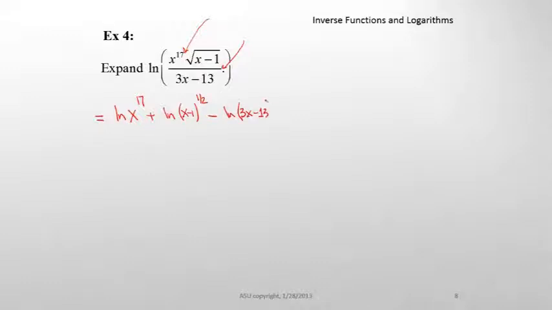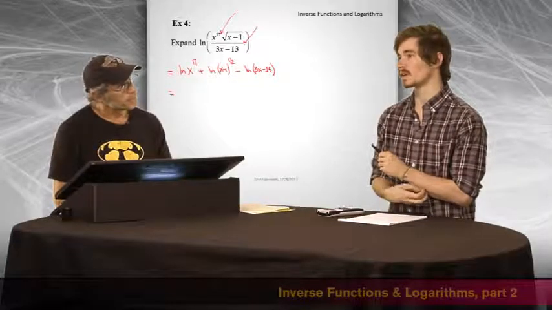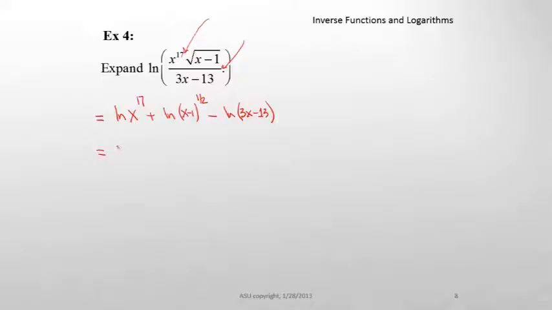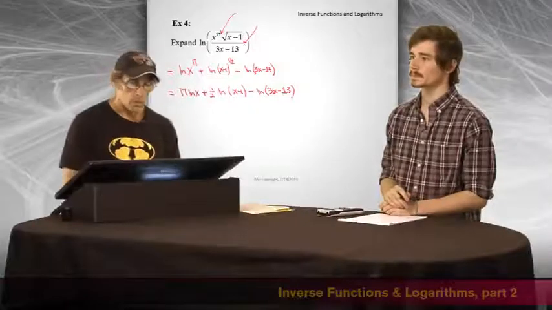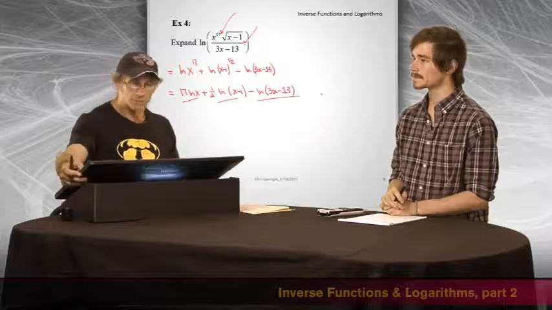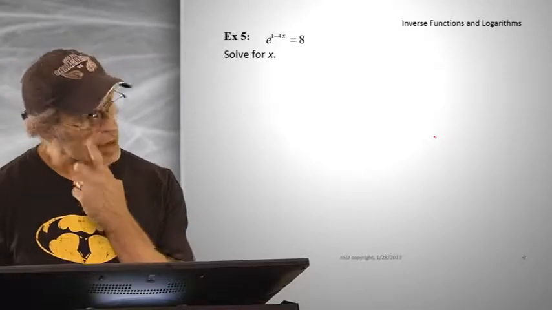Very good. We could look at one more step. What am I thinking about for that next step? Is it bringing the exponents forward? It is bringing the exponents out front. So what would we end up having as a result? You'd end up with 17 times the natural log of x plus 1/2 times the natural log of x minus 1 minus the natural log of 3x minus 13. Excellent job. So we have expanded into as many logarithms as we can. We have 17 logarithms here, half a logarithm there, and so on. All right. Now let's use the properties that we have to see if we can solve for x.